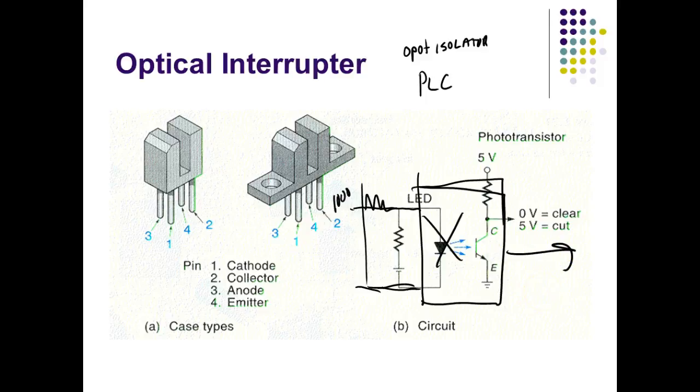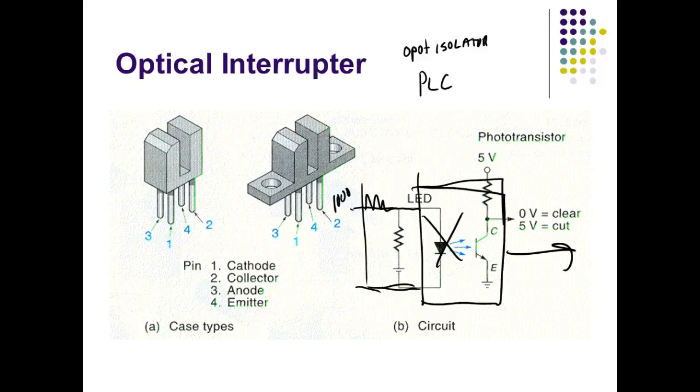So that means my PLC is somewhat useful. It's not going to burn it up. If I got a spare input, I might be able to move over to the spare input. But what this allows us to do is totally electrically isolate different pieces of equipment.